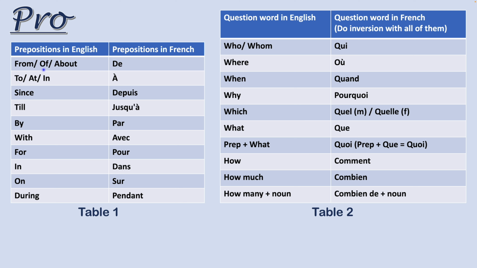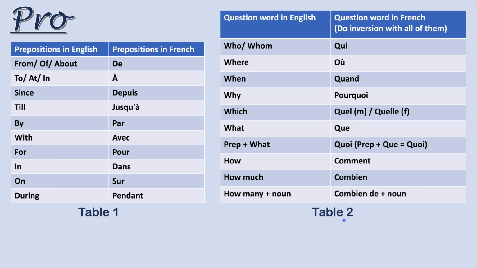From, of, and about means de. To, at, or in is à. Since, depuis. Till, jusque. By, par. With, avec. For, pour. In, dans. It can also be en. On, sur. During, pendant. So that was table 1 of prepositions.